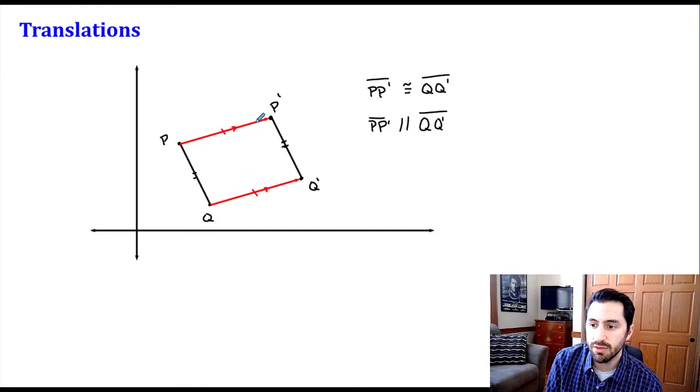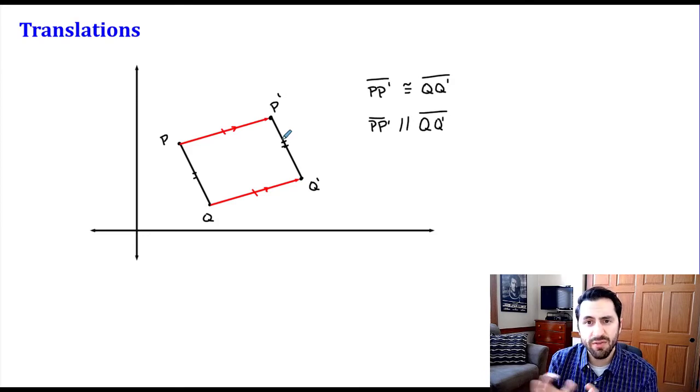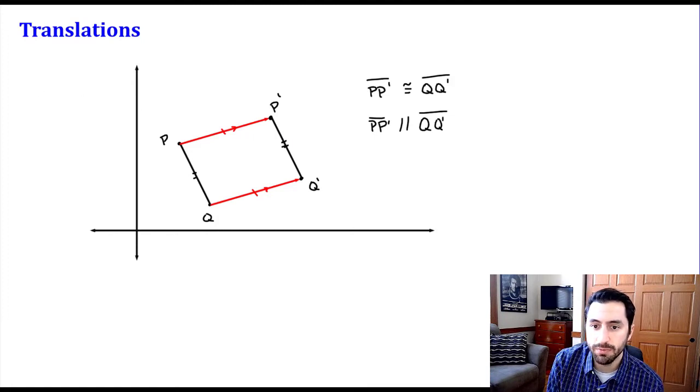So I could say that this red arrow is a vector. And a vector is just a directed line segment. So it shows you how far to go, and it shows you which direction to go. So now that we have all of that established, let's take a look at an example.